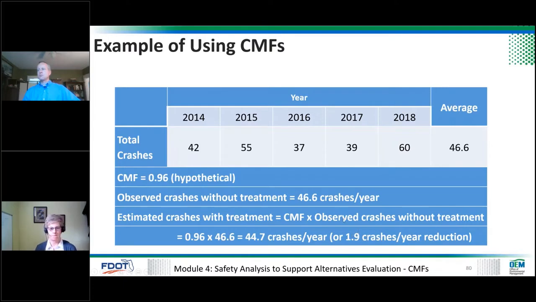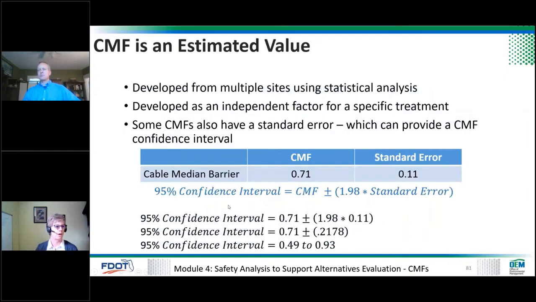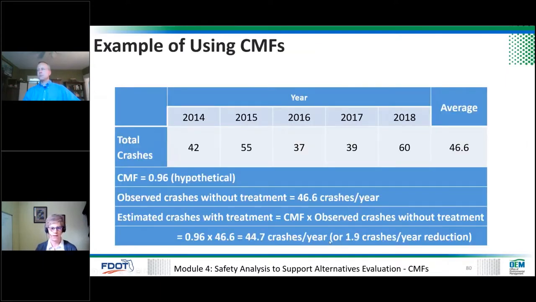Now, I'll talk for a moment about reporting. So something to remember is, I just said, okay, a 1.9 crash per year reduction, and you're going to wind up with 44.7 crashes per year.